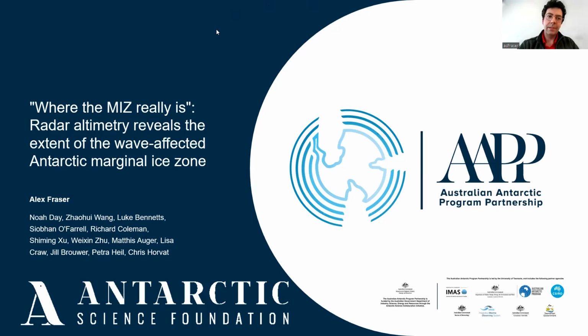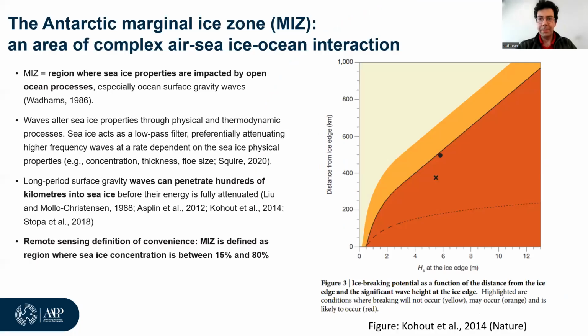So I probably don't even need to mention this slide here, but the MIZ is a region of complex air, sea ice, ocean interaction. Now, the textbook technical definition of the MIZ is the region of sea ice impacted by its proximity to the open ocean. And it's not any more descriptive than that, so that can mean a lot of different things to different people, as I mentioned. For some people, it's where waves penetrate into the ice.